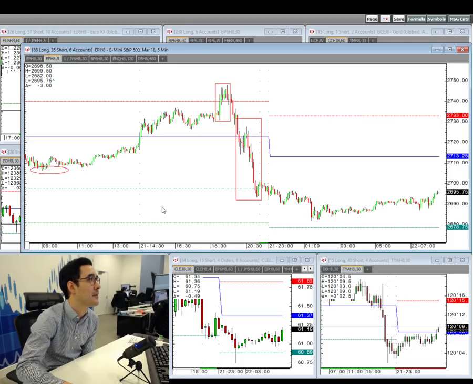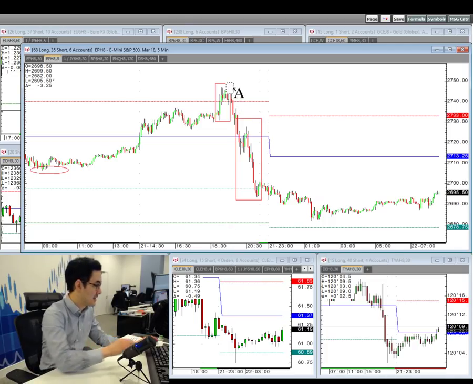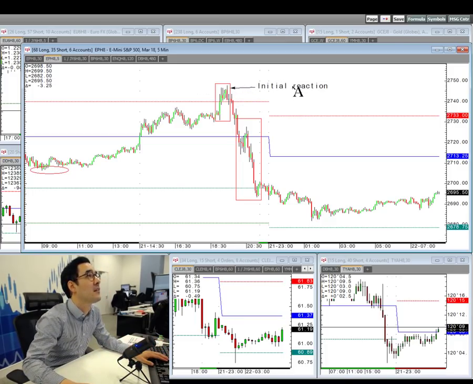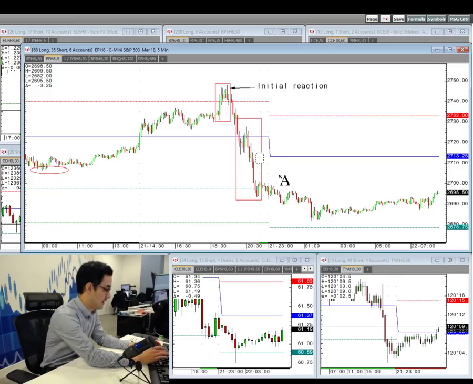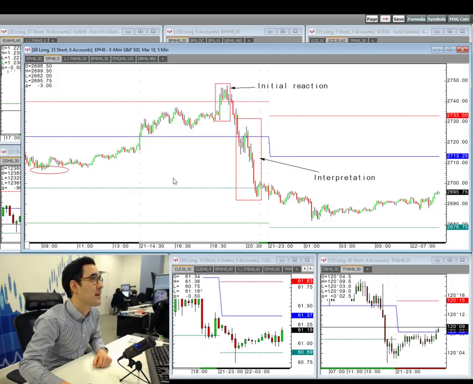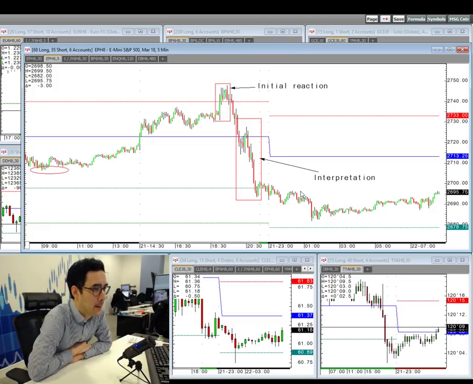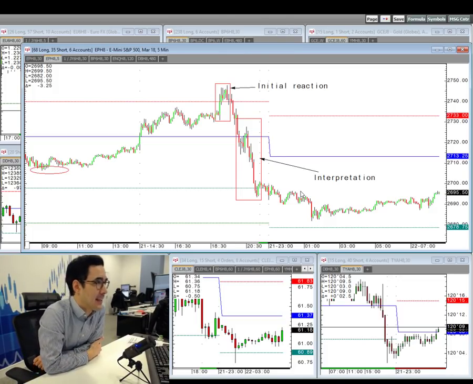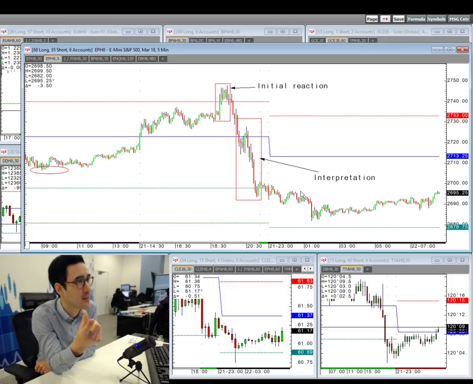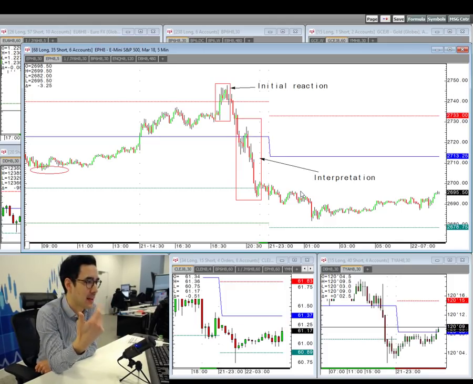So if we were looking at different phases to this move, you could say this is the initial reaction, and then you've got the interpretation that came thereafter going into the close. This is a really interesting way that fundamentals can have an immediate impact, but then upon digestion you can see quite a distinct shift in how people have then interpreted the information that has come out.